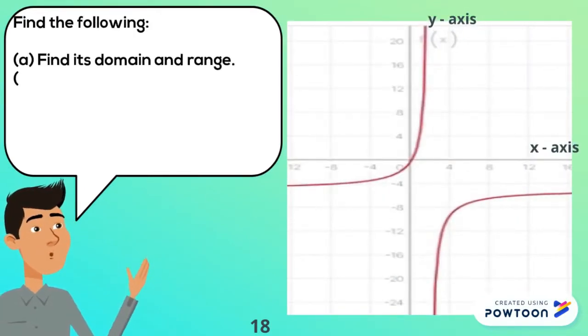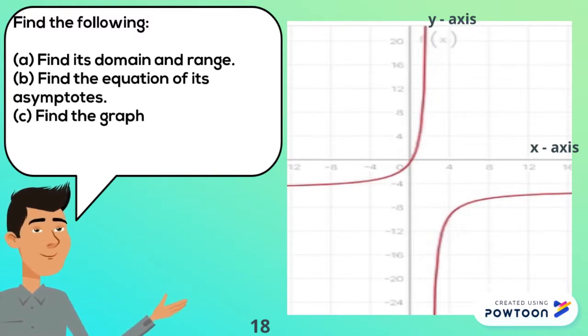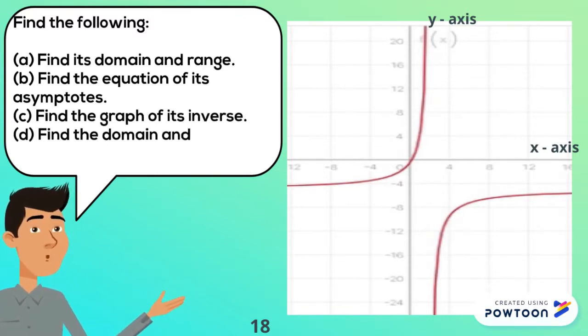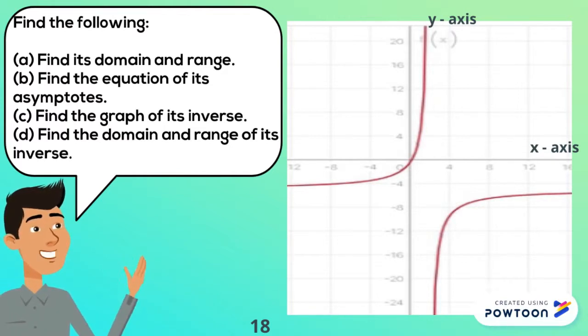Find the following. A. Find its domain and range. B. Find the equation of its asymptotes. For C, find the graph of its inverse. And for letter D, find the domain and range of its inverse. So you need to find the 4 letters. Okay?